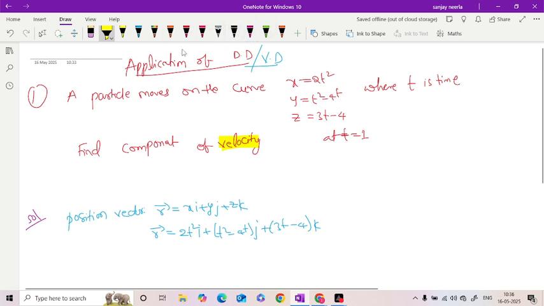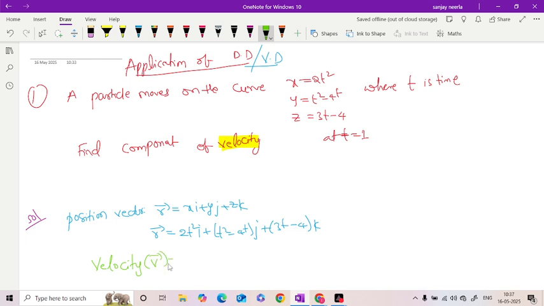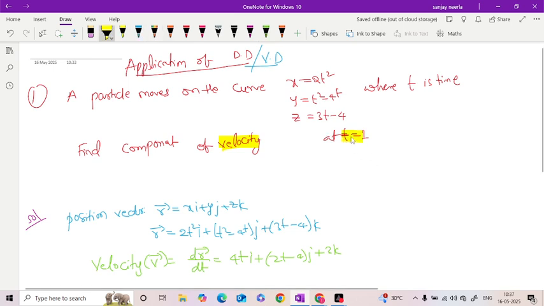What is the formula for velocity? Velocity, see here, is dr by dt, the rate of change. We already have r as the vector 2t square i plus t square minus 4t j plus 3t minus 4 k. So differentiate with respect to t. After differentiating with respect to t, you will get 4t i plus 2t minus 4 j plus 3k.